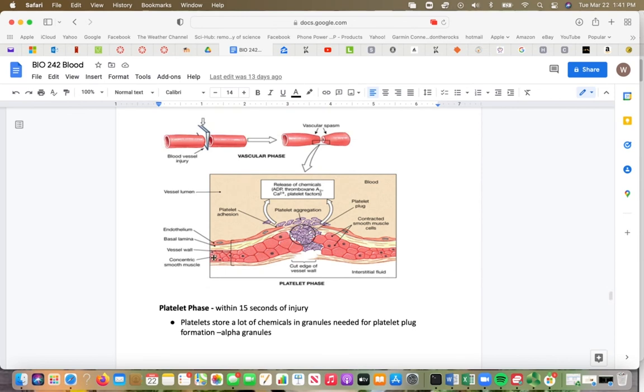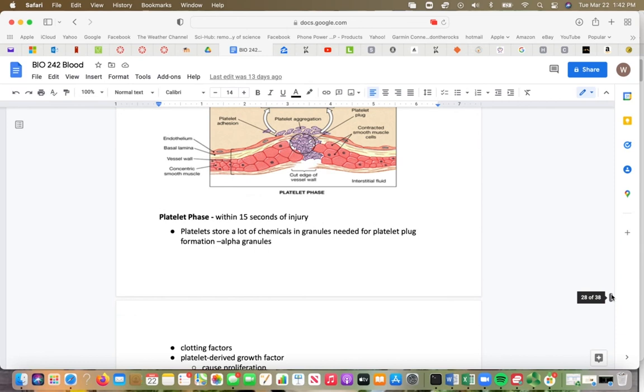So you can see you can have the concentric smooth muscle flow. Here's your vessel wall, the basal lamina, and the endothelium. So with the platelets, you're going to have platelet adhesion where they start to stick to the tissue around it. The platelets will aggregate to form this platelet plug. And here's your cut edge of the vessel wall where the plug gets in there to block things up. So the platelet phase happens within 15 seconds of injury.